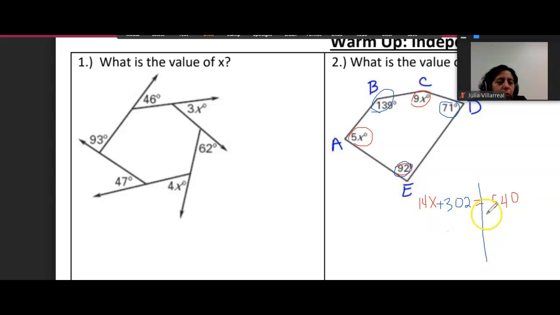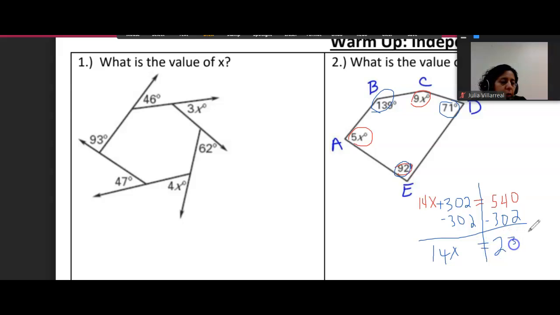Go ahead and solve it. Subtract 302 from both sides and then divide, right? Go ahead and do that real quick. Let me give you a minute. Okay, good. So you subtract 302 from both sides, right? Minus 302, minus 302. You should have gotten 328. So 14x equals 328, and then you just divide.